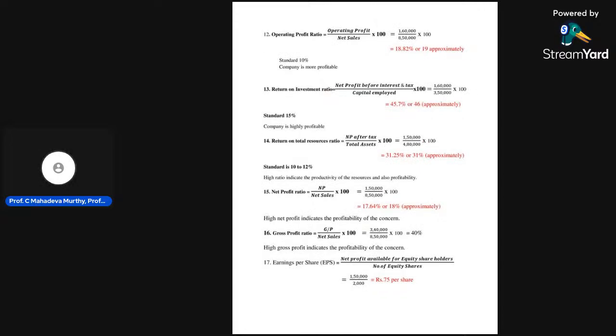Operating profit ratio is equal to operating profit divided by net sales into 100. Operating profit, see the income statement, is 1,60,000. The net sales is 8,50,000, see the income statement. 1,60,000 divided by 8,50,000 into 100 is equal to 18.82 or approximately 19%. Standard is 10%. The company is more profitable, because here the profit is 18.82%. The company is acceptable.